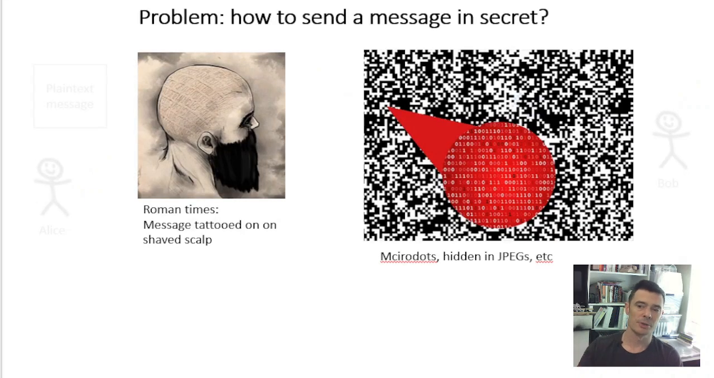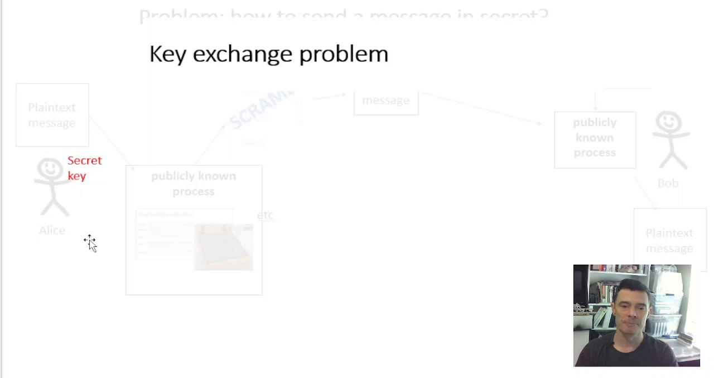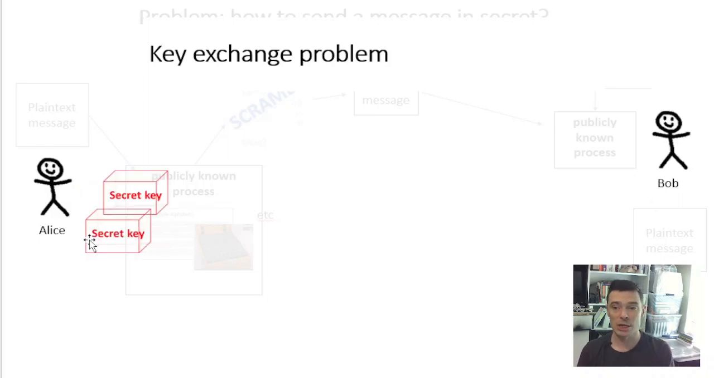So, a quick digression. There are other options. Back in the Roman days, they would shave someone's head, tattoo a message, let him grow his hair out, and then send him on his way. Or the microdots became infamous in the Cold War. But we're just going to focus on the methods that require a secret key. And this is known as the key exchange problem.